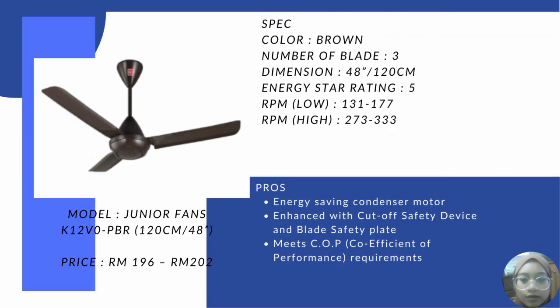For the ceiling fan, we propose a Junior fan named K12B0 PDR. The spec for this fan: it is brown in color. The number of blades is 3. The dimension is 48 inches or 120 cm. The energy star rating is 5. The RPM low is 151 until 177.